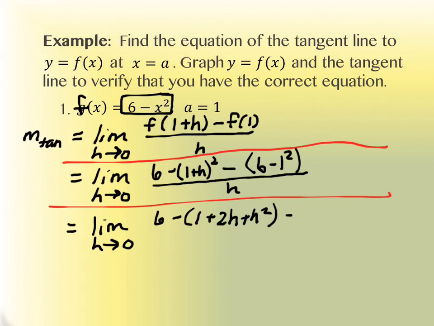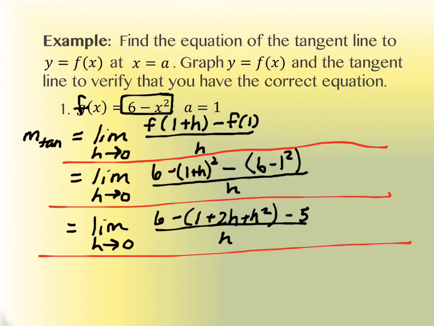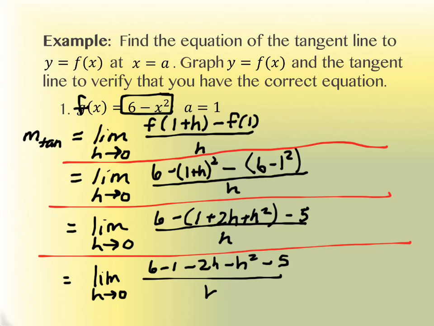And then on the second part over here, 1 squared is 1, and then I've got 6 minus 1, so this is minus 5, right? Okay. All over h. And you notice as I'm writing, I'm still writing limit h goes to 0 because I have not taken care of that yet. All right, so let's distribute that negative through. So I have 6 minus 1 minus 2h minus h squared. I still have that minus 5 at the end, and it's all over h.